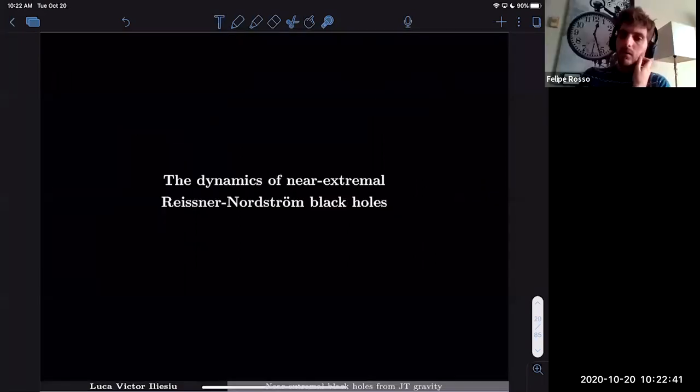Question? Do the actual calculations that you do also apply to rotating black holes?